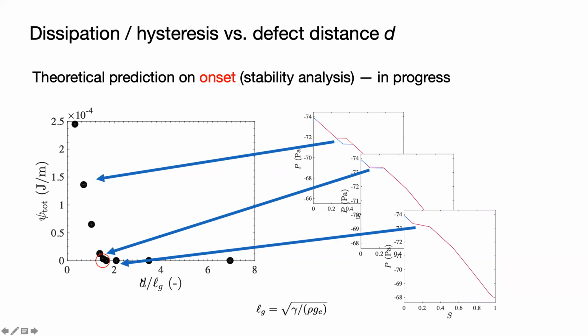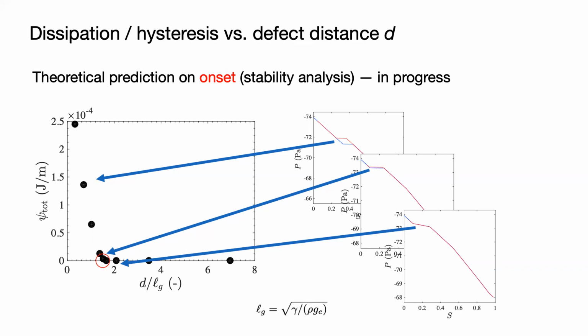So this is the normalized distance, and this is the total dissipation, psi total, along this cycle in imbibition and drainage, the cumulative dissipation. So it's zero if they are far enough apart, but at some distance they start interacting, and then you get some dissipation, and this dissipation grows as you decrease the distance. And we are now working on predicting theoretically the onset. This is still in progress.